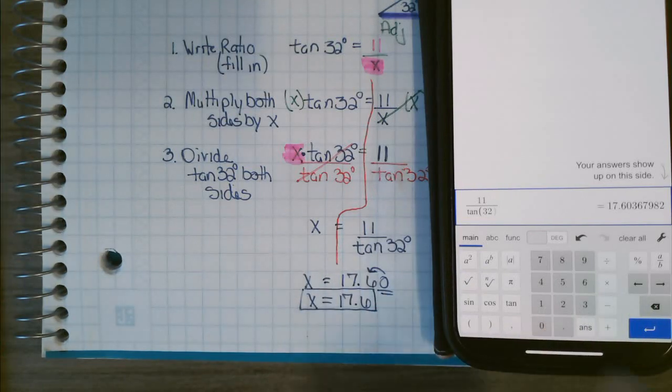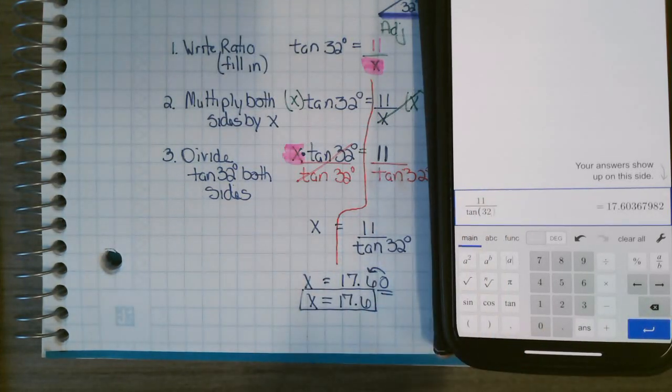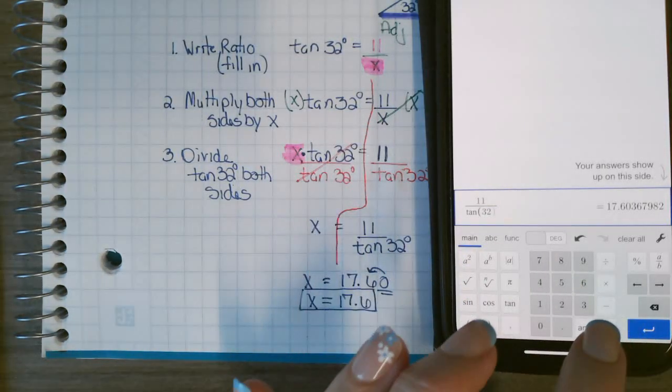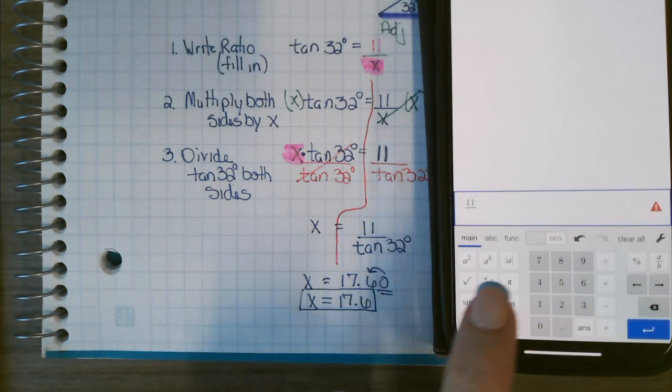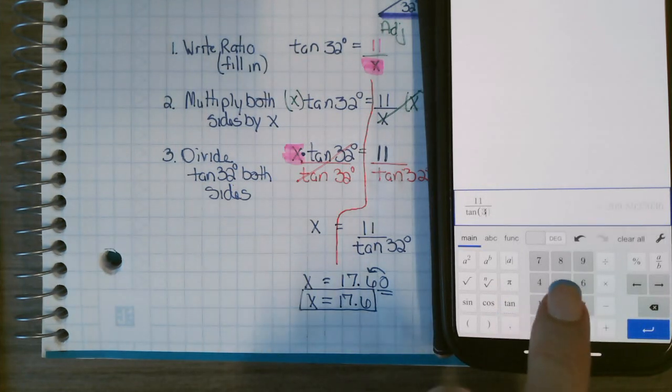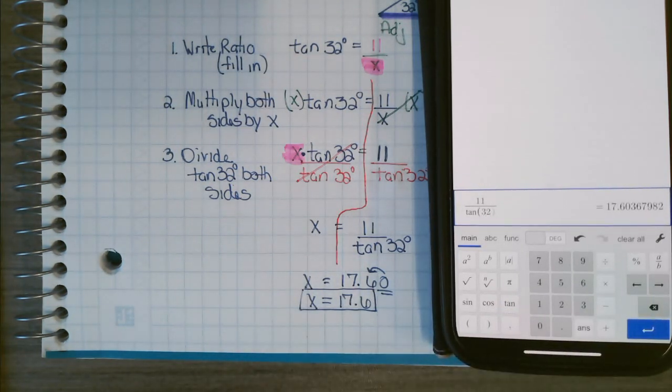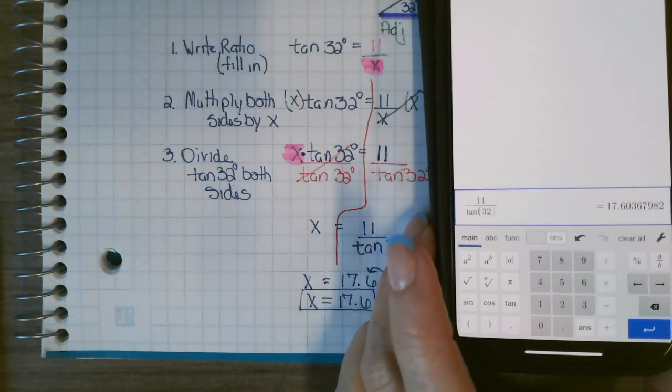Now, I want to go back. Notice that the Desmos calculator put it in a fraction. You can also start, and we'll hit clear all. You can also start with this ABC key. Put the 11 there, and then go to the bottom and put your tan 32, and notice it comes out to the exact same answer.